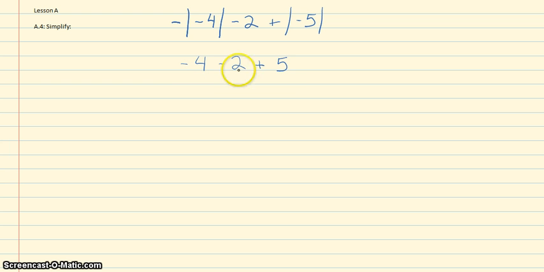And now I'll just work left to right. Just like you read, -4 minus 2, that's -6, and -6 plus 5 is -1, and that is our answer for the problem.